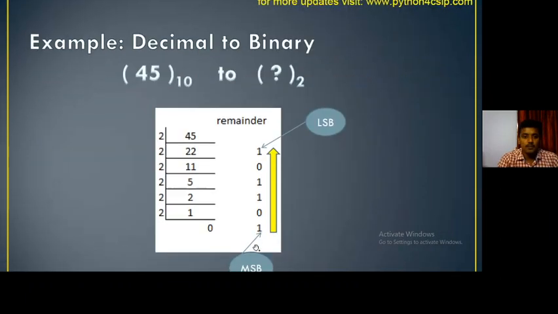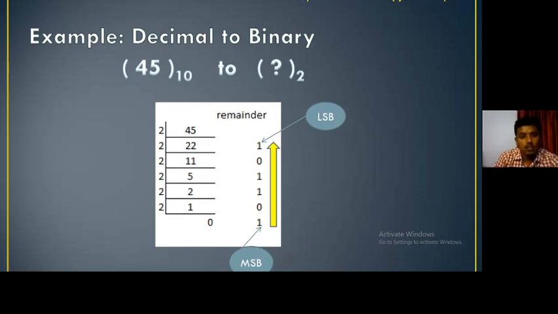Now see 45. 45 is divided by 2. How many times will it divide? 22 times, that is 44, and it leaves the remainder 1. Again 22 is divided by 2, successive division, that is 11 times it divides and leaves the remainder, how much? 0. Okay, keep it.